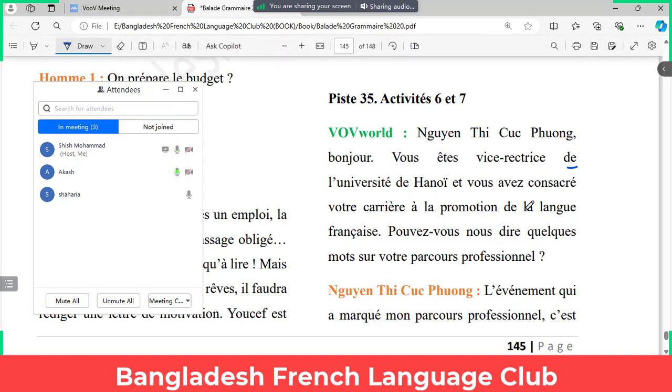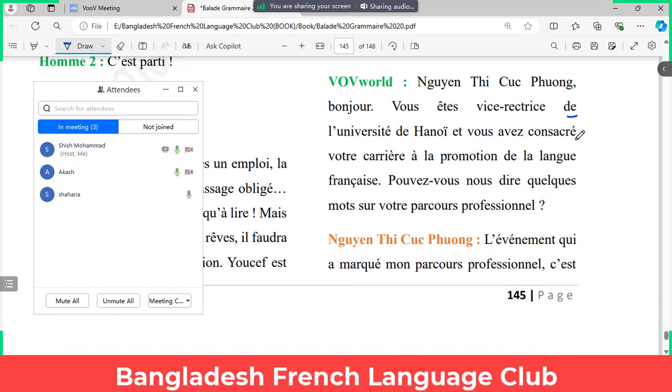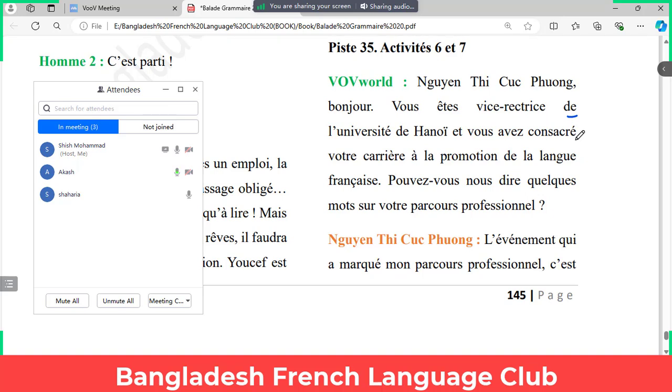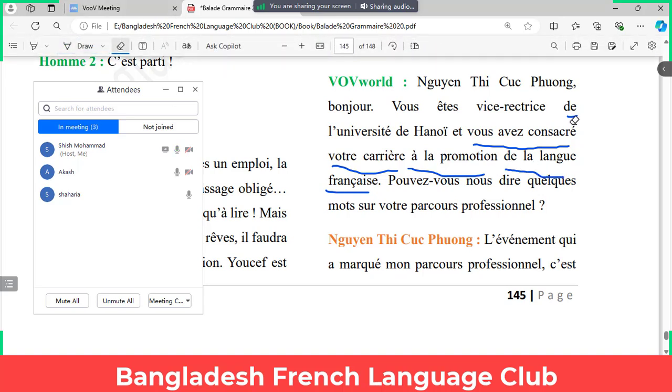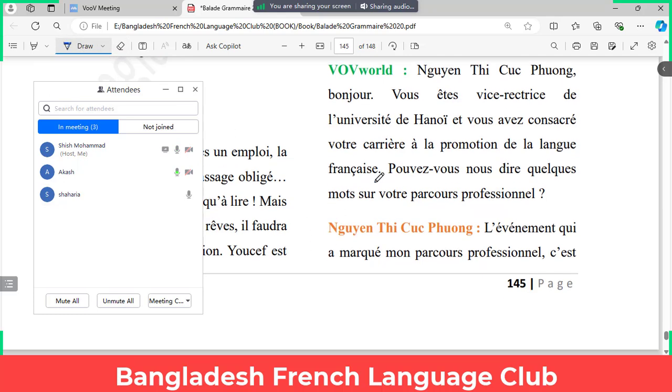Et vous avez consacré votre carrière à la promotion de la langue française. So, vous avez consacré means you devoted. Votre carrière means your career, à la promotion, to the promotion of the French language. Right.